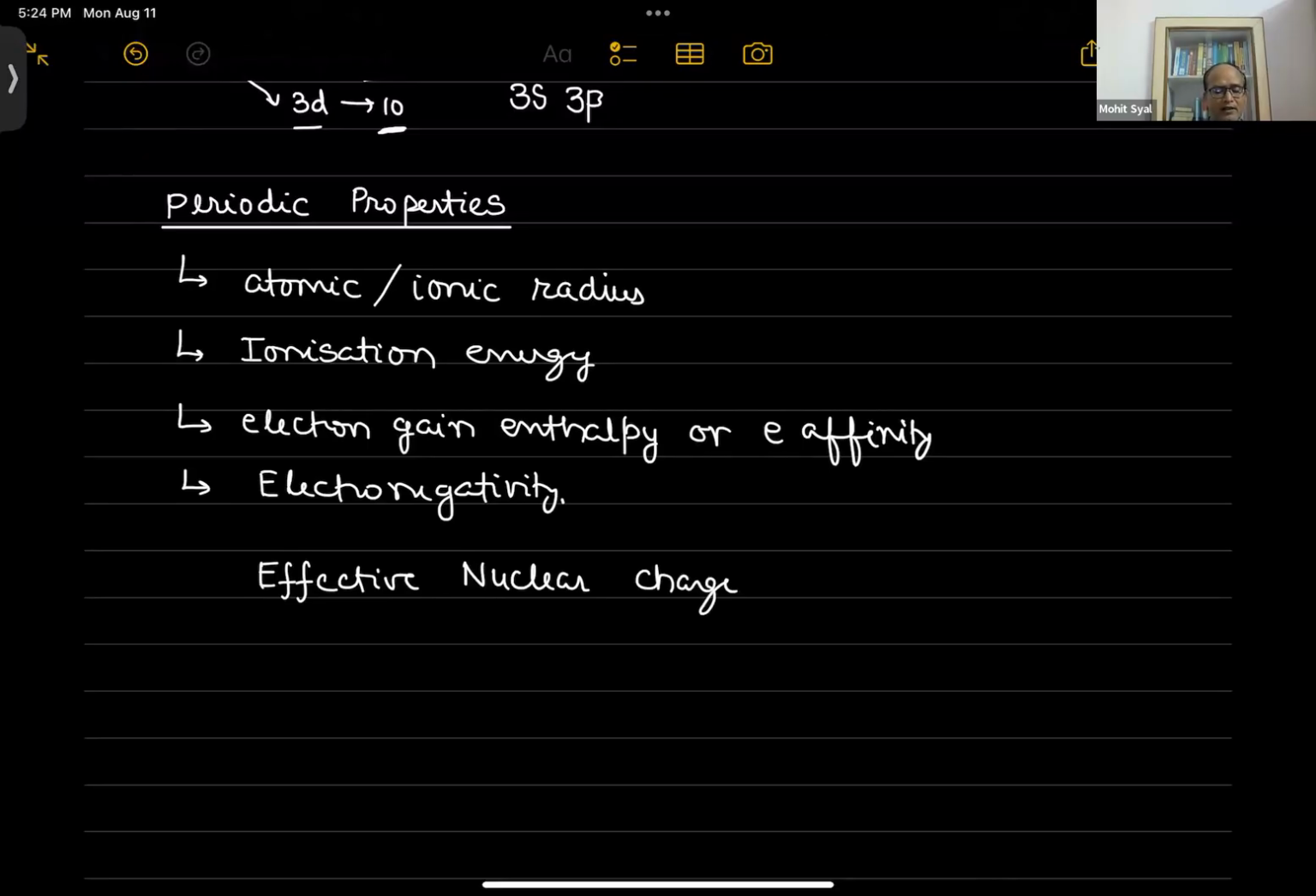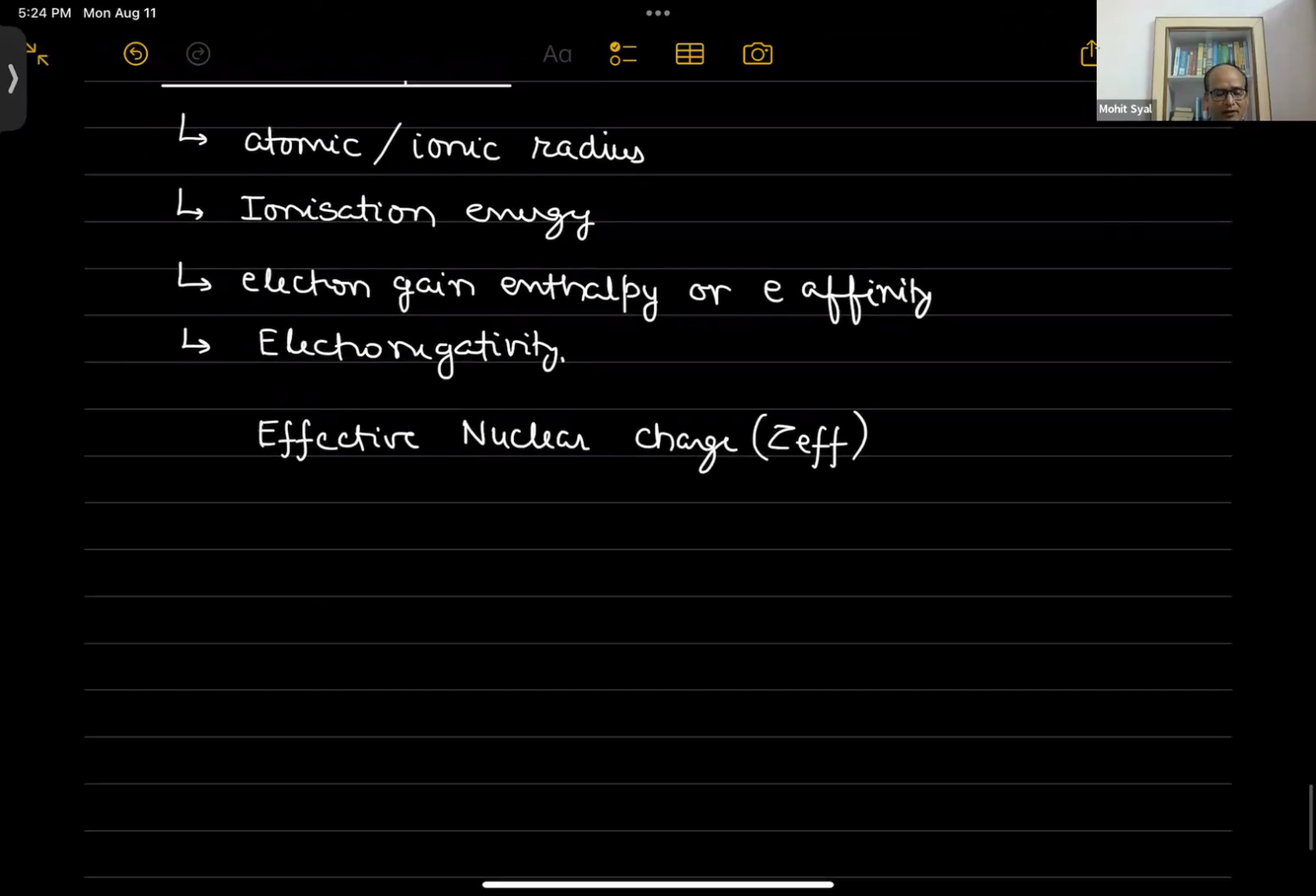So effective nuclear charge is known as Z effective. It controls how the outermost electrons are attracted towards the nucleus. What do you mean by nuclear charge? First of all, tell me, Nabila. Like the charge in the nucleus.